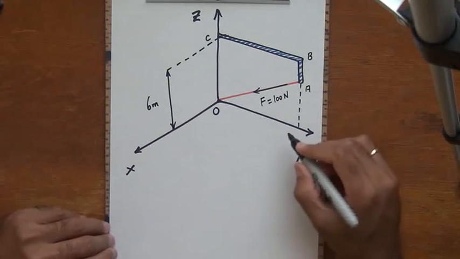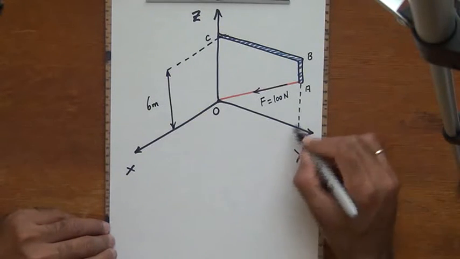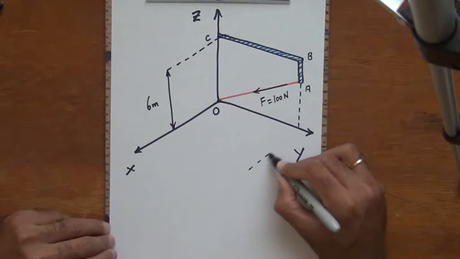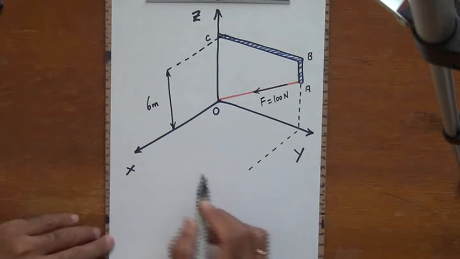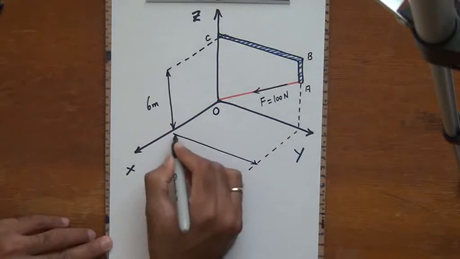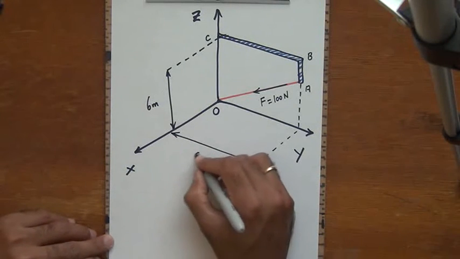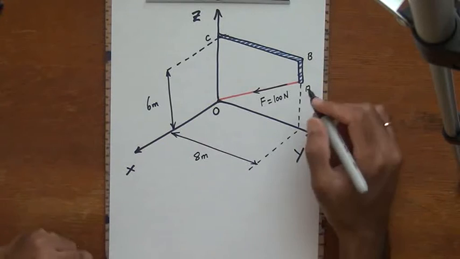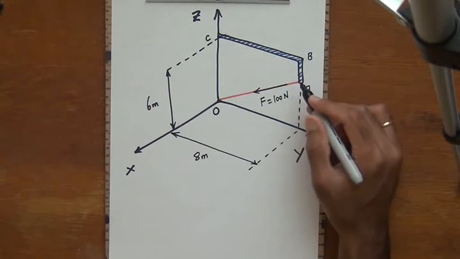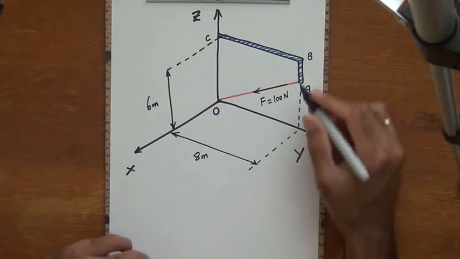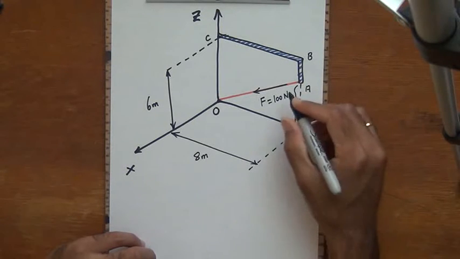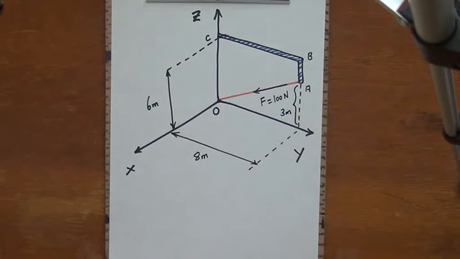Then I'm going to have the point A, which is situated right there. I need to know its distance along the y-axis, so I'm going to draw a line that is parallel to the y-axis. I'm going to join this here, and this dimension is given to us as 8 meters. And then the point A is situated at a height of 3 meters from the xy plane. Alright, so this height here is going to be 3 meters.